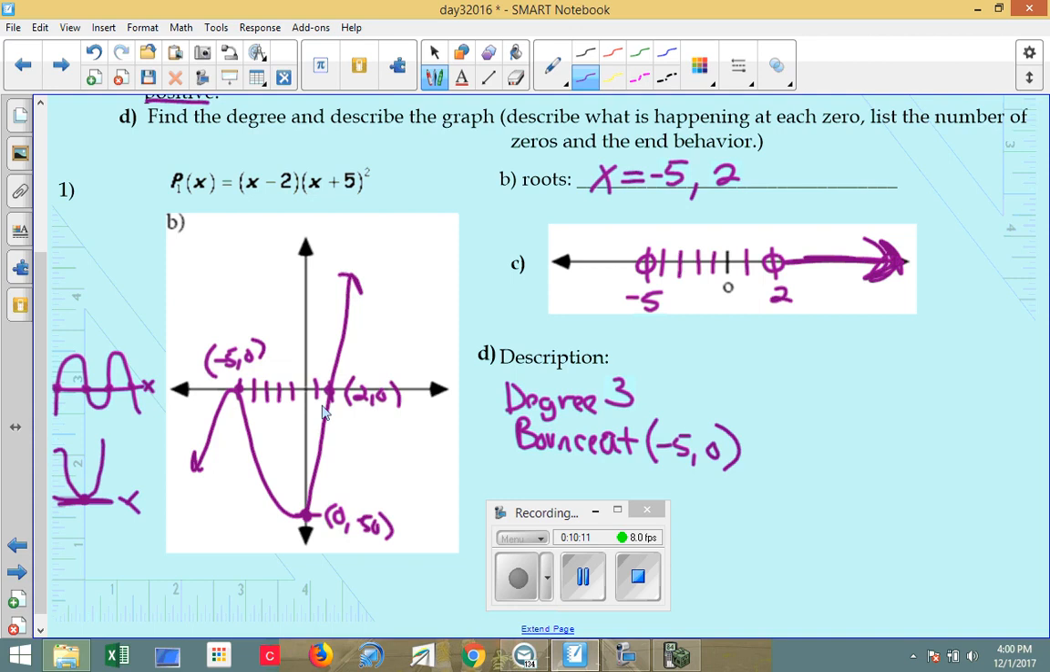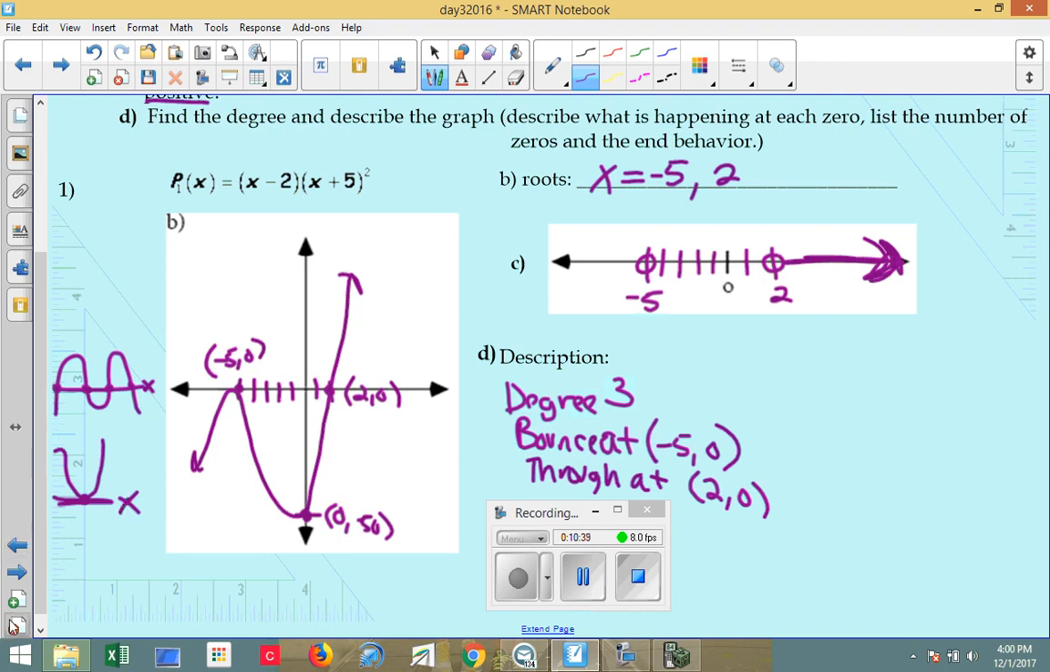On the other hand, over here at (2, 0), it is going through. It's going from below the x-axis to the opposite side above. So we call that a through. It's a through at positive (2, 0). So that's what you'll list. Back to my examples here, this would be a through, through, through, and through. All four of those are through the x-axis. This one here would be considered a bounce.